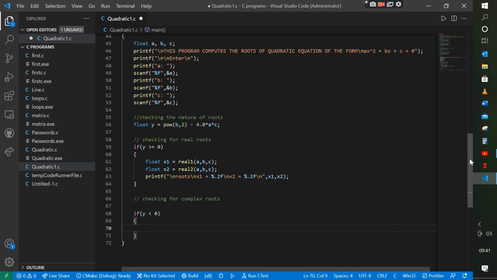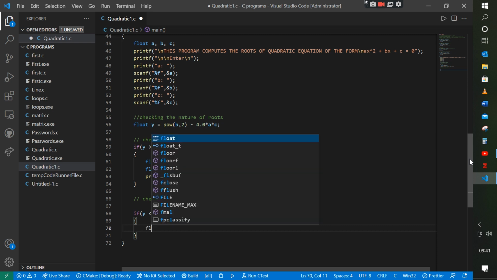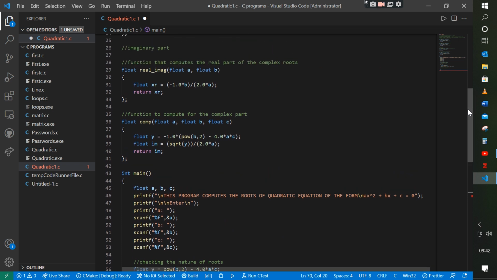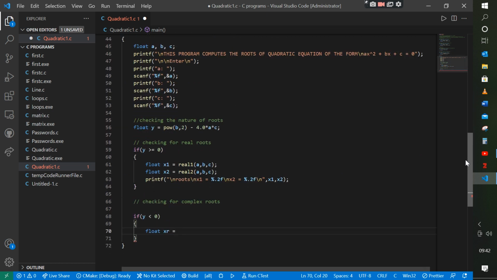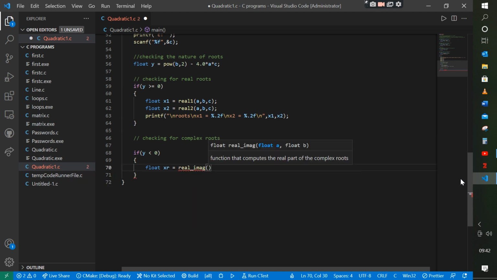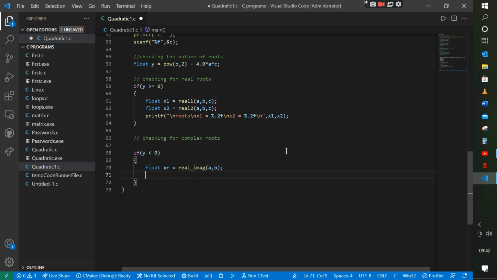The first part of the complex root is the real part. We can call it xr, and it can be gotten from the function that you are seeing here. The name of the function is called real imag. Real imag can accept only two arguments, A and B. So you enter A and B, then terminate.